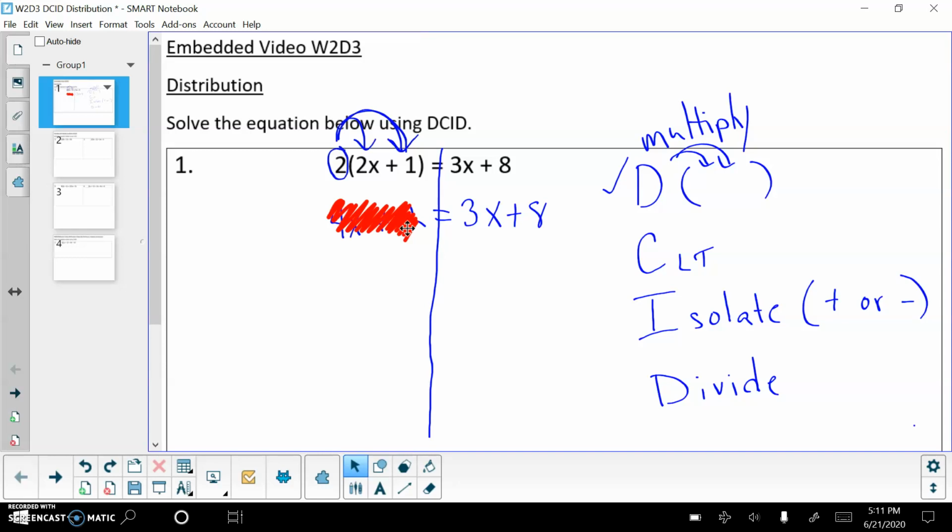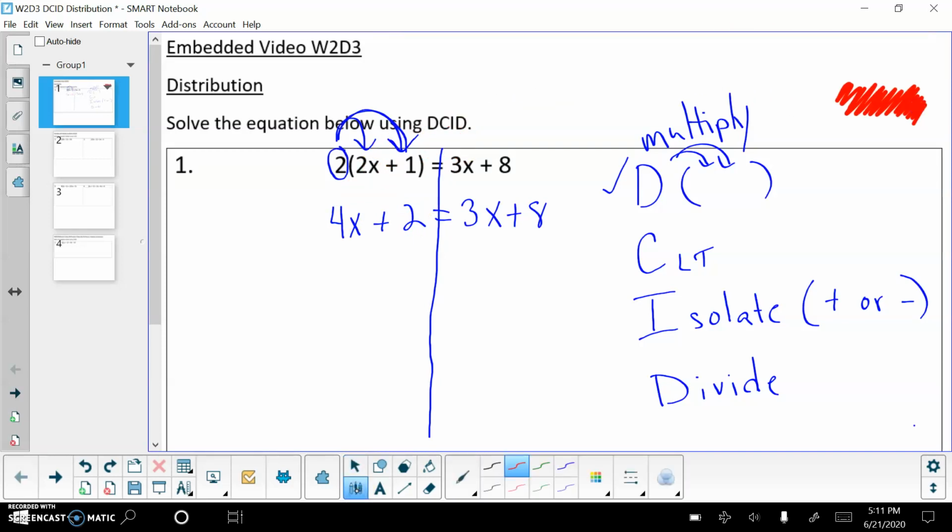I've got 3x and an 8. If they both had x's, I could put them together and make an 11x. Or if they both didn't have x's, I could put them together and make an 11. But since one of them has an x and the other one doesn't, they are not like terms. Like terms have to have the same letters or letter combinations or no letters whatsoever. So there's no like terms to combine here. I'm just going to move my scribble off to the side. So I don't really have the combine like terms step.